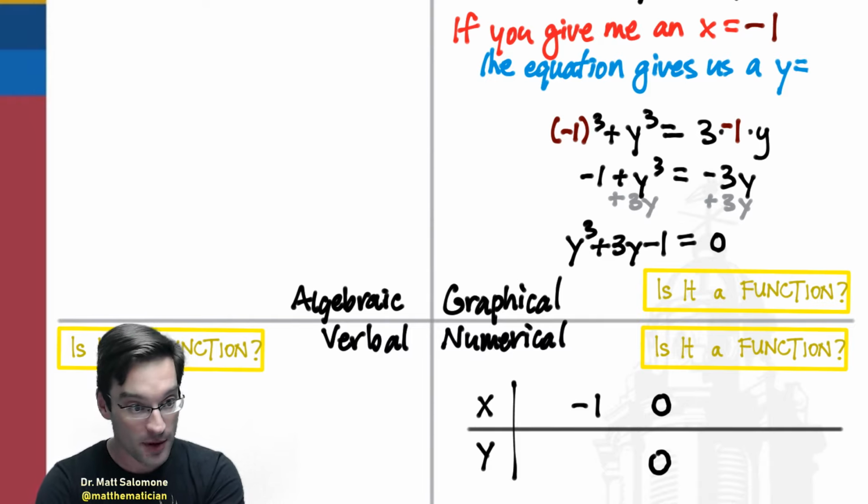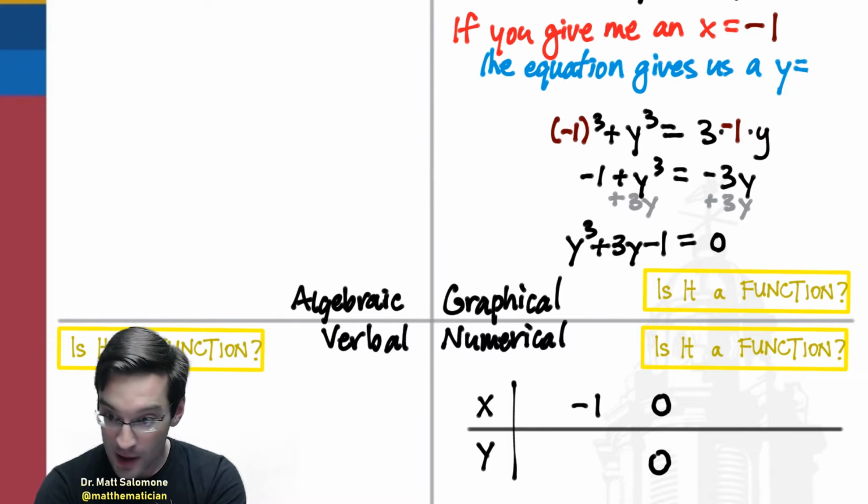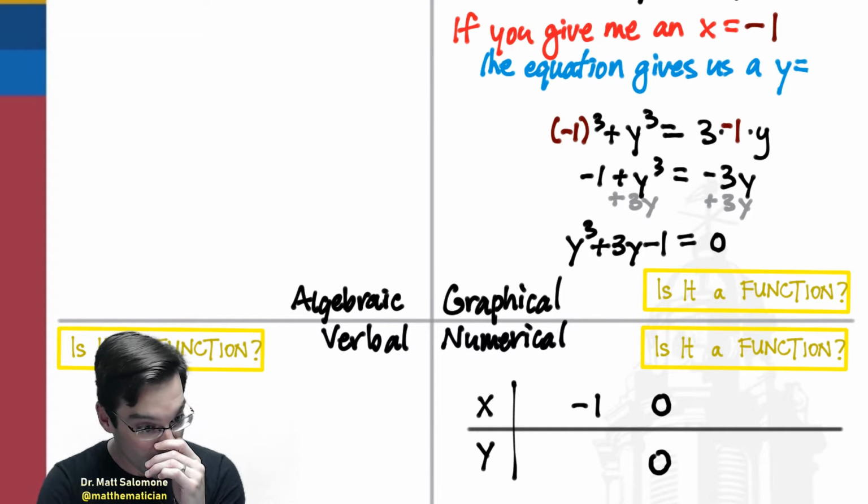I'm going to try to pull up a computer algebra system here and see if we have any luck in solving this equation. I'm going to do a little off-screen typing for a moment here. I hope you'll forgive me. y to the 3rd power plus 3y minus 1 equals 0. Let's see if this thing can solve it.